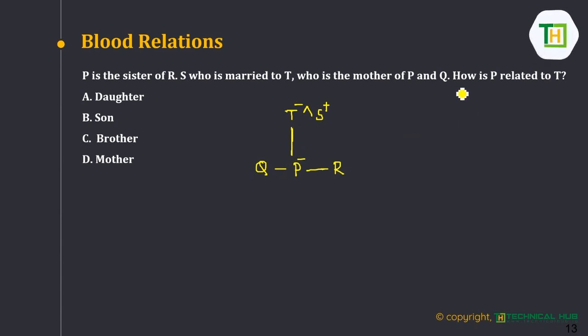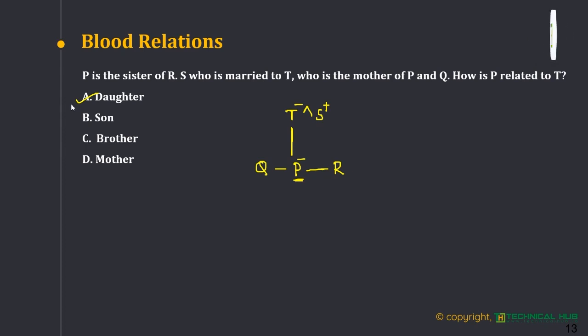Now what is the relation I want? How is P related to T? This is a very easy question because it is directly given in the question itself. S is married to T, who is the mother of P and Q, so it is clearly given that T is the mother of P. Then how is P related to T? Again, daughter is the answer for this question.